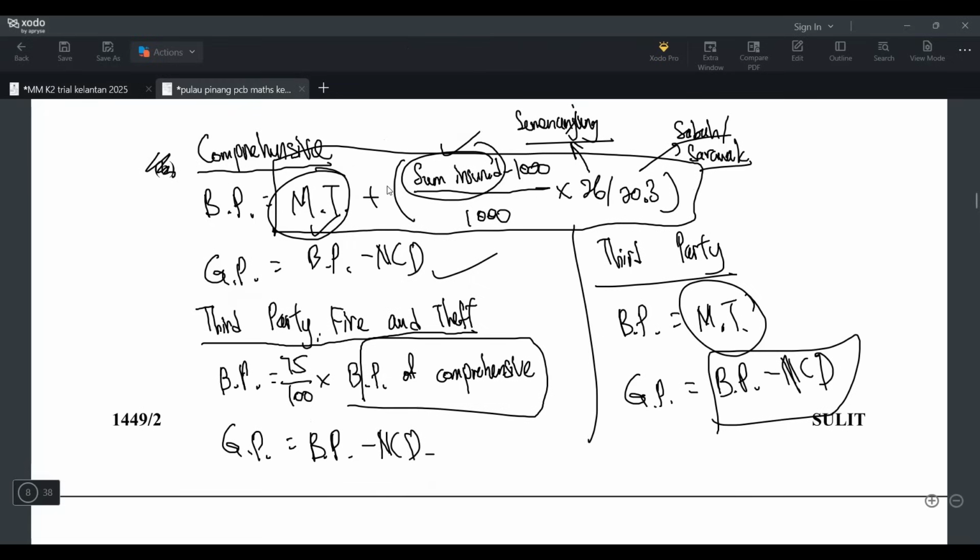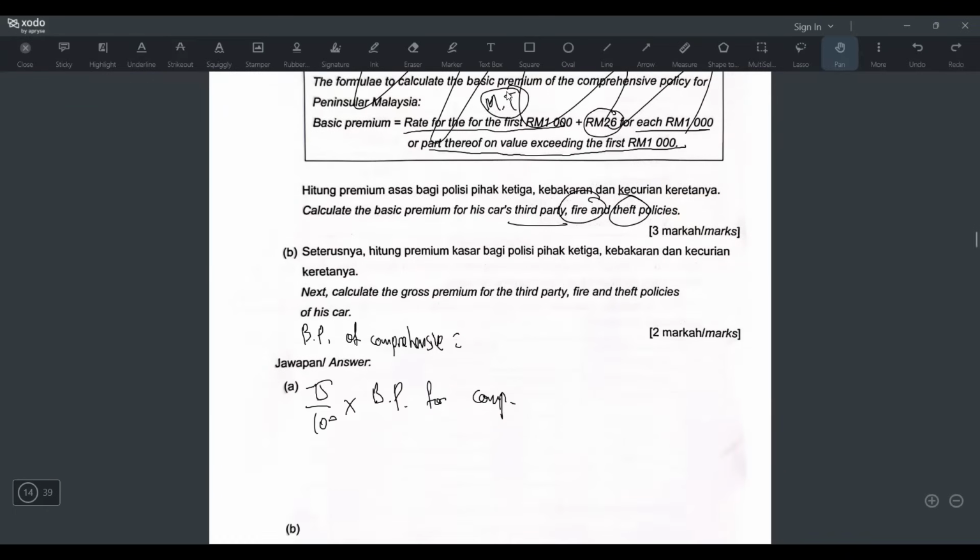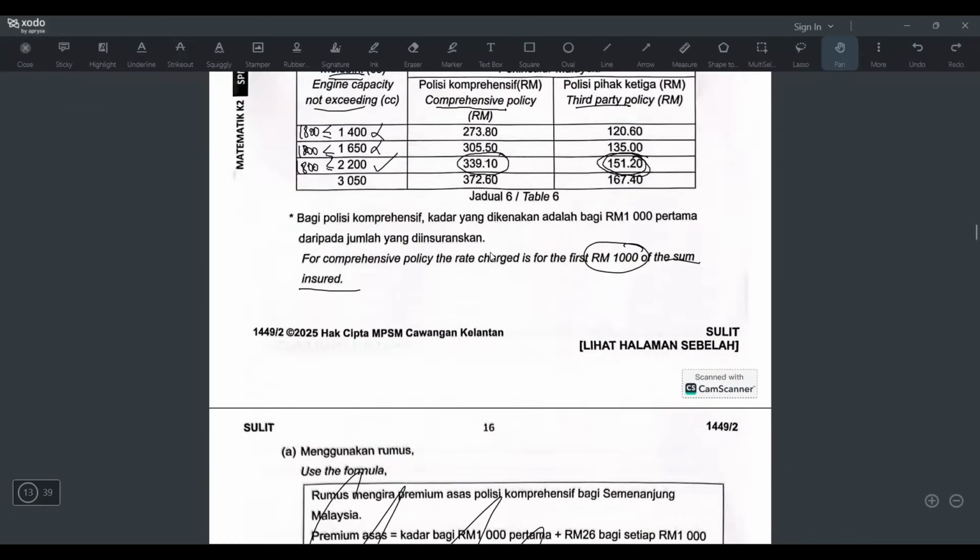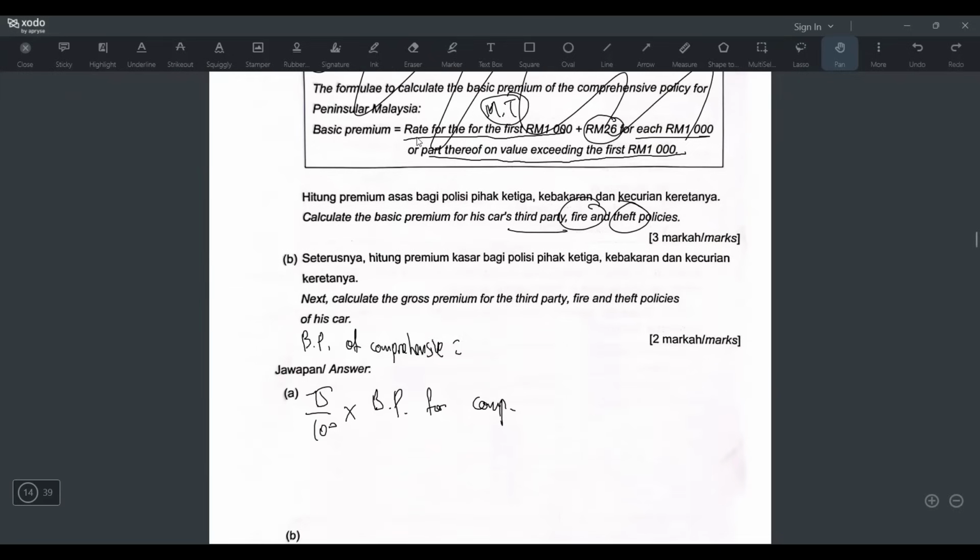Okay, so let's use this formula now. Motor tarif plus sum insured minus 1,000 divided 1,000. So the motor tarif value would be what? I'm calculating for comprehensive. So 339.1.